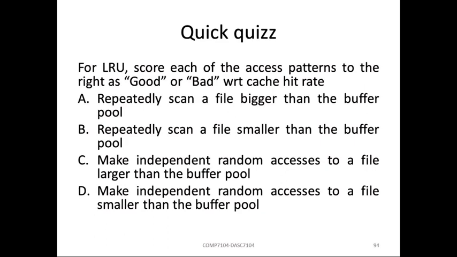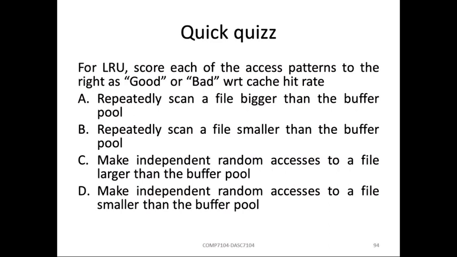Okay, so I see bad and then all good. So obviously, for A, that was the issue of least recently used, bad at repeated scans of a file that is bigger than the buffer pool. If the file is smaller than the buffer pool, then all is good because we just place the file in the buffer and we will access it basically only with cache hits. So definitely good for that, obviously.